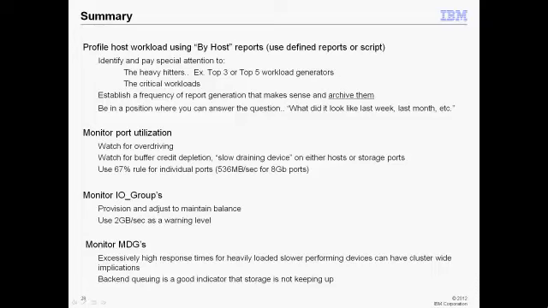Monitor port utilization. Watch for overdriving. Watch for buffer credit depletion on either hosts or storage ports. Use the 67% rule for individual ports. Monitor I/O groups. Provision and adjust to maintain balance. Use 2 GB per second as a warning level. Monitor managed disk groups. Excessively high response times for heavily loaded, slower performing devices can have cluster-wide implications. Back-end queuing is a good indicator that storage is not keeping up.